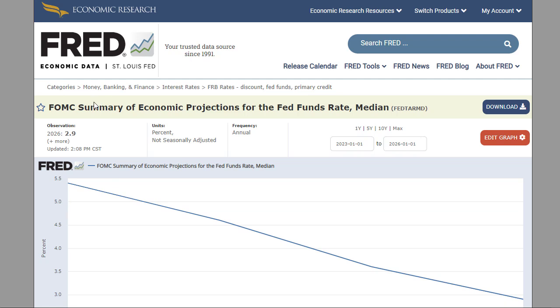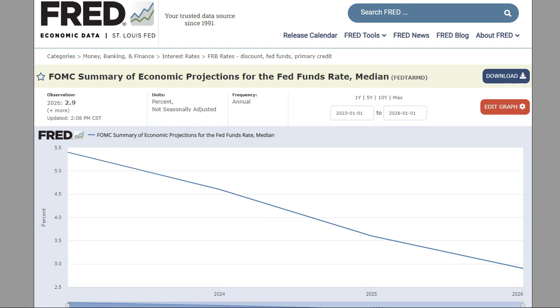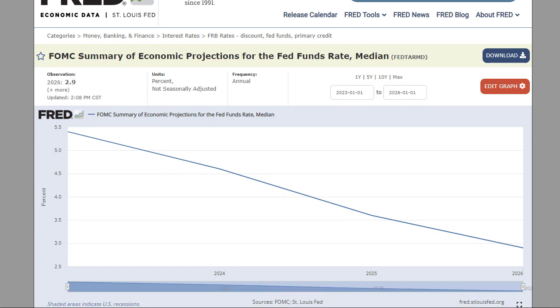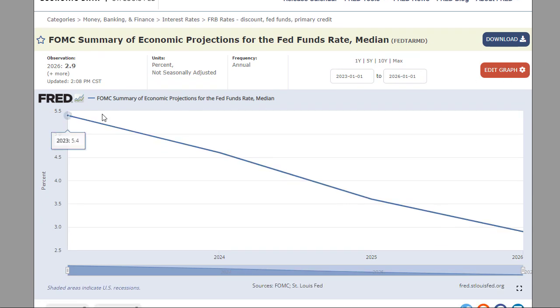And this is showing you the FOMC summary of economic projections for the Fed funds rate. So they're looking at the median, the midpoint of all the expectations based off their economic predictions. And as you can see, by the end of 2024, we're looking at a 4.6 rate. Now remember, we just calculated a 4.77 rate for May. So we're expecting 2 rate cuts, maybe a third by the end of 2024.